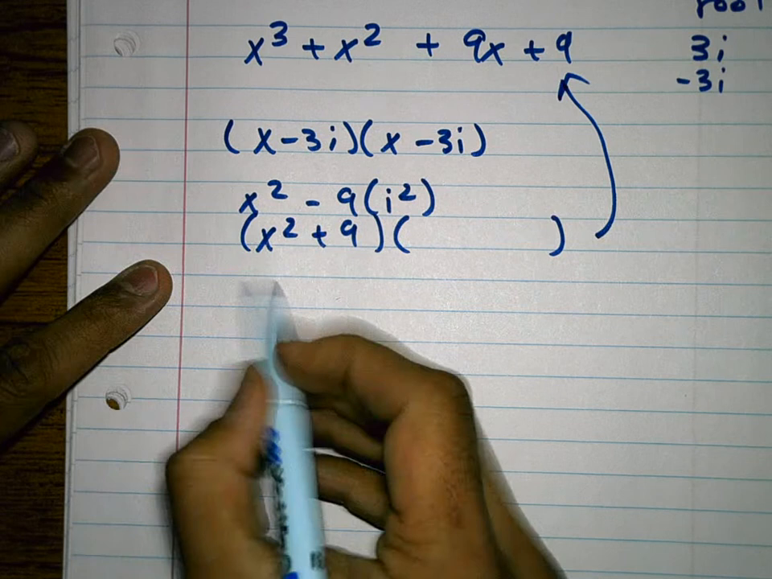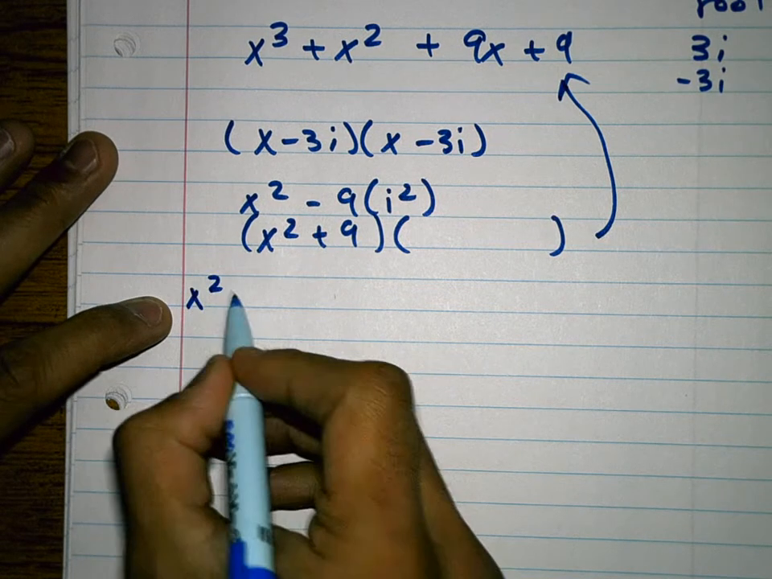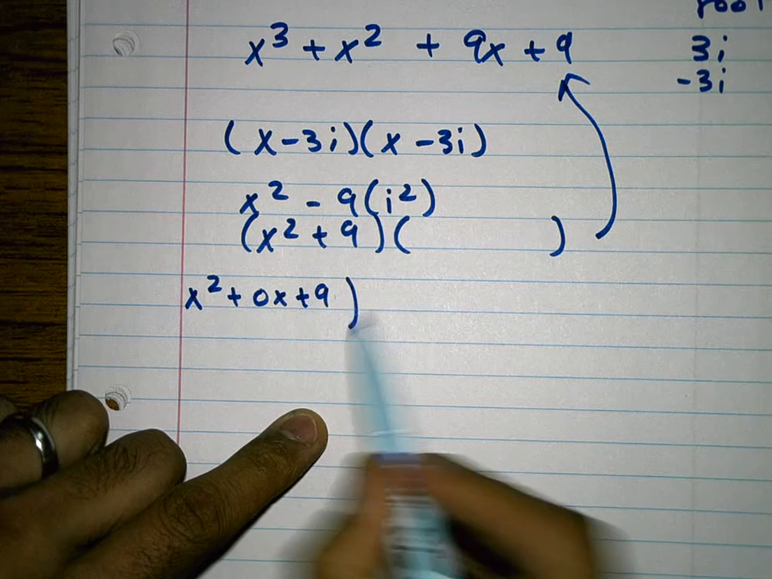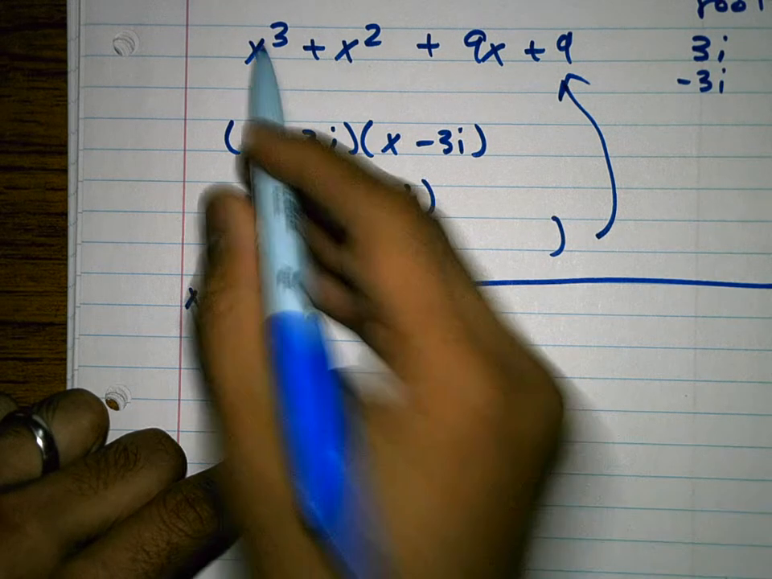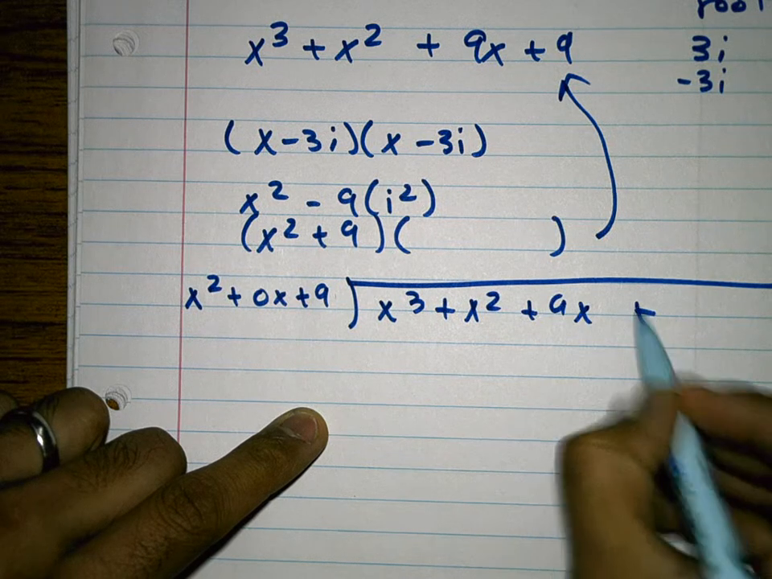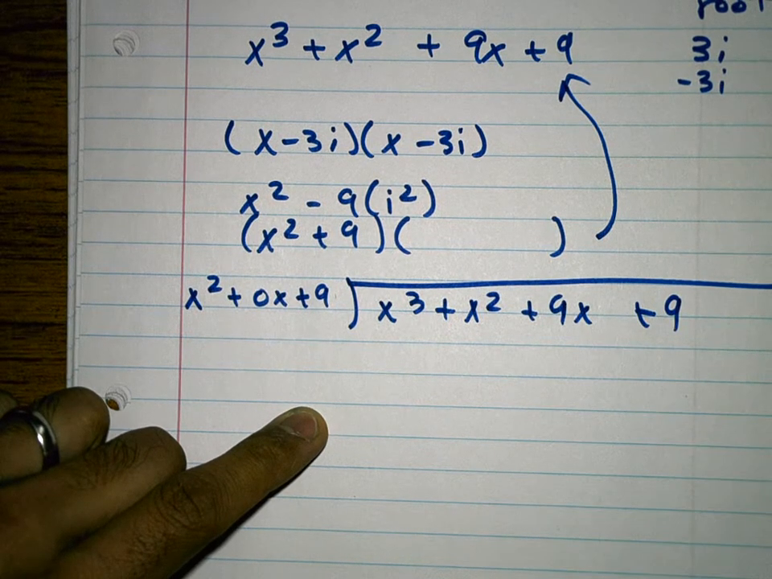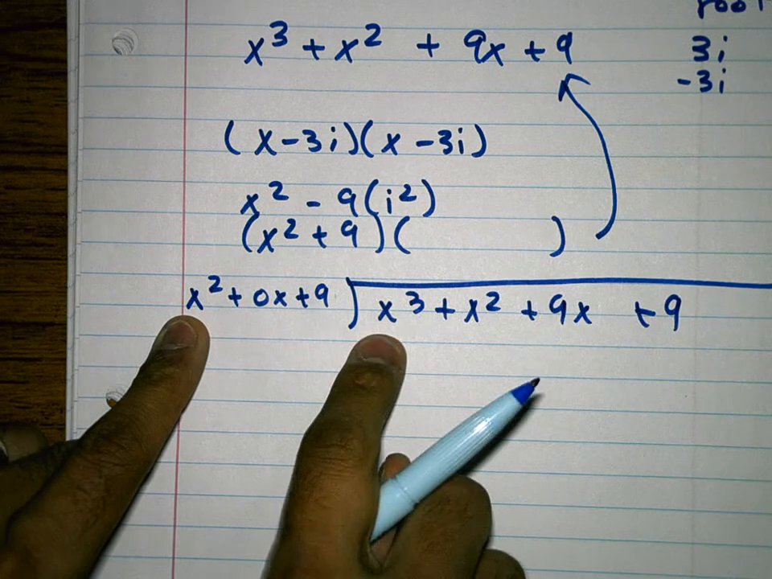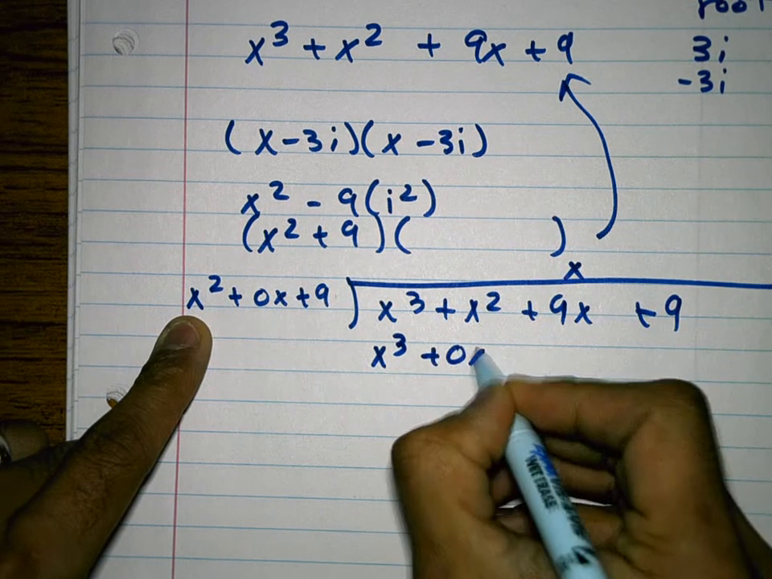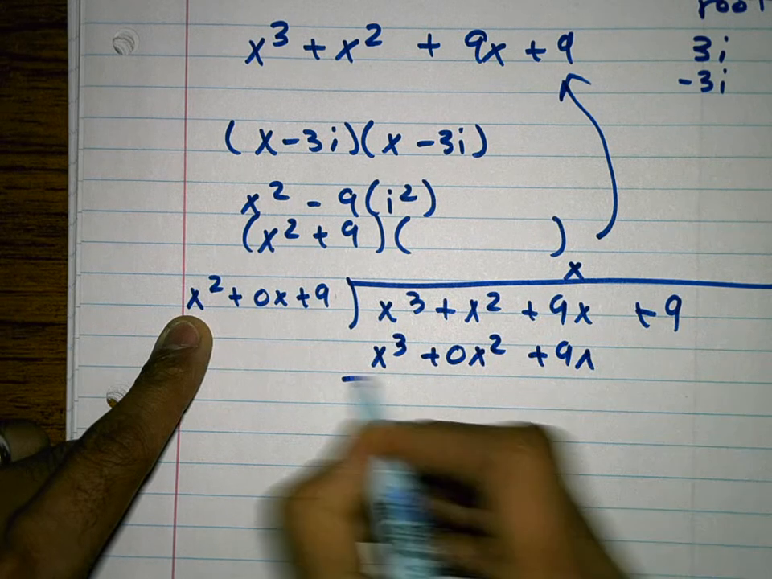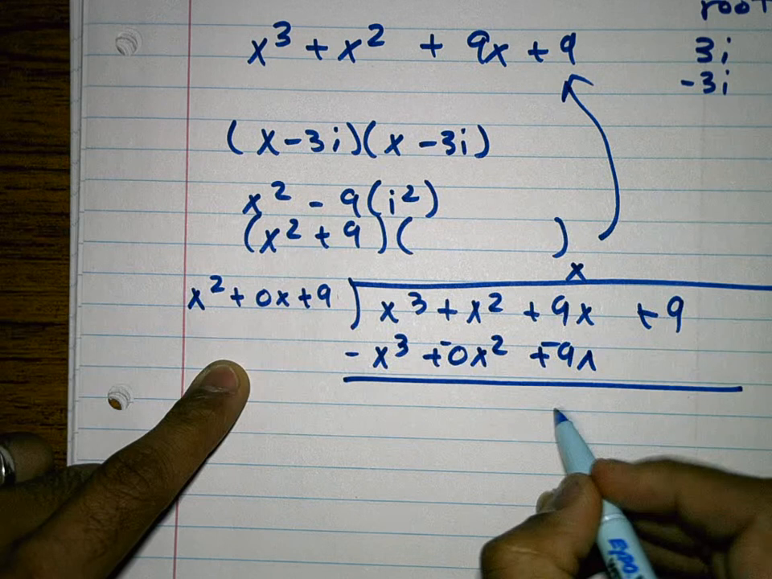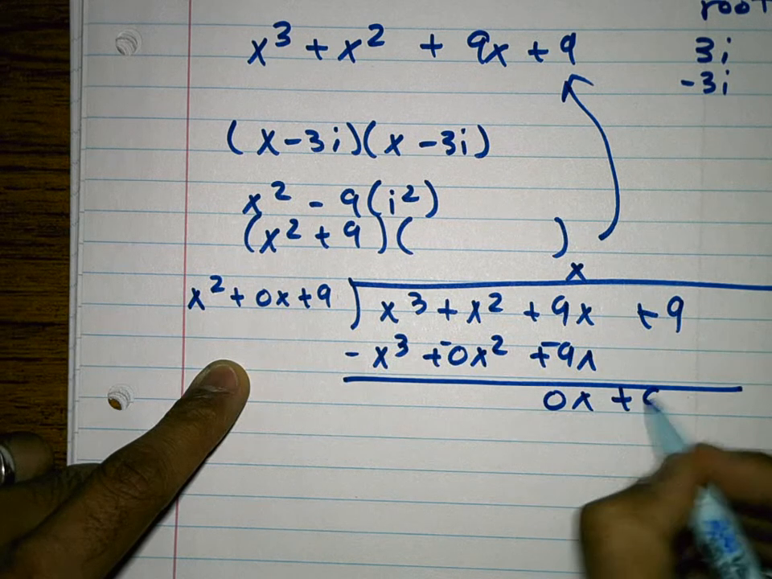Okay. So I'm going to set this up to x squared plus 0x plus 9. Remember, I got to represent every power. Okay, and then up here it's x to the third plus x squared plus 9x plus 9. So we got to multiply this, it needs an x. Okay, so that's x to the third plus 0x squared plus 9x. Okay, then subtract everything. So this is all going to cross out to x squared plus 0x plus 9.